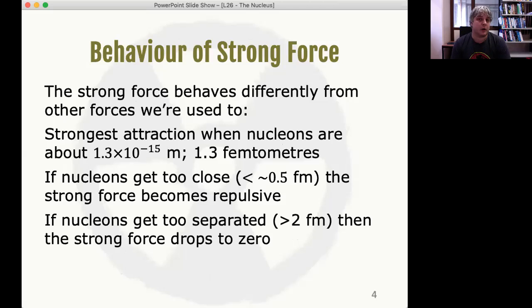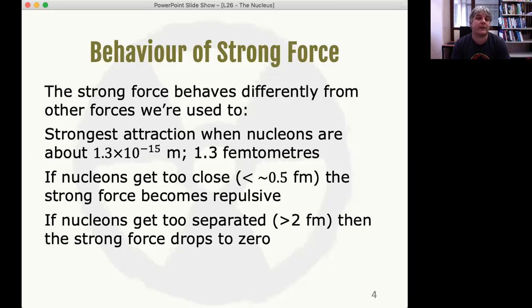If they get too close, then the strong force actually becomes repulsive. It won't let them get too close. You can, again, think of it like a spring. Springs are quite a useful visual analogy for a lot of things. So as the nucleons get too close, they're like compressing the spring, and so it pushes back. So the strong force acts a little bit like a spring in that region. There's a really strong attraction when you pull it out to 1.3 femtometers, and if you push it into less than half a femtometer, then it will try and repel it.